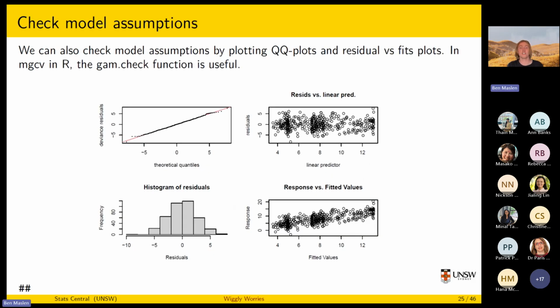As with any inference, it's always good to check your model assumptions. There's a gam.check function in the MGCV package, and that's quite useful to get out all your model assumption plots. So we've got our QQ plot here. The most important two are these two here. Check that your residuals are falling along the diagonal line to ensure that the Gaussian assumption is appropriate. And we have our residuals versus our fitted values here as well, which also looks good.